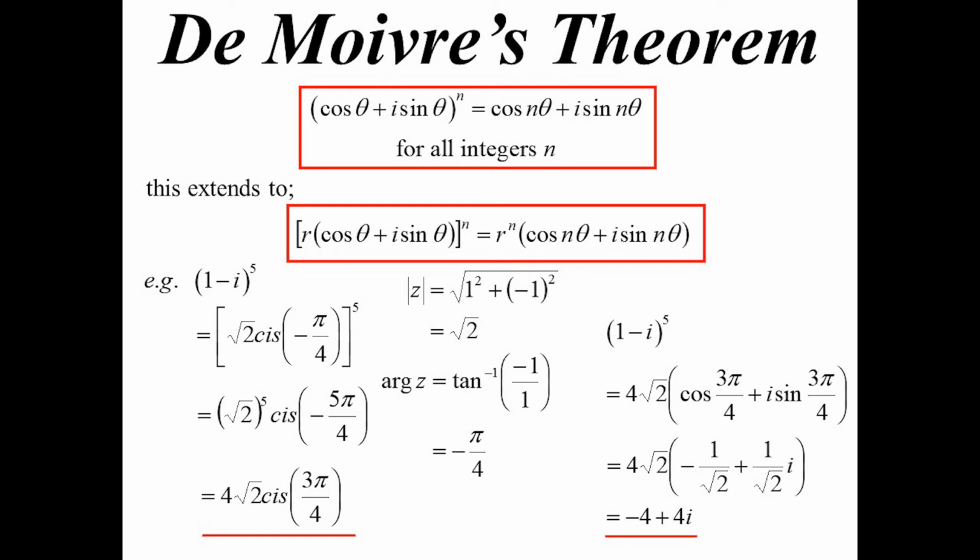Now just a note on this, if it's said, put your answer in mod arg form, so like I have over here on the left, 4 root 2 cis 3 pi on 4, then that's the answer I would put. I would not put minus 5 pi on 4, because again, remember, we said we want our arguments between pi and minus pi. But if it had said do it in Cartesian, then I'm probably not going to bother changing that to 3 pi on 4, because the cosine of minus 5 pi on 4 is the same as the cosine of 3 pi on 4. So there's no real need to convert it if eventually I'm just going to get minus 4 plus 4i. Up to you, of course. I mean, you can still convert it if you want to.